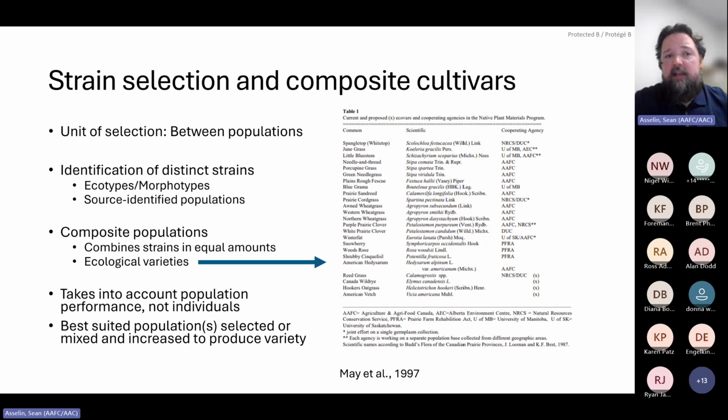This type of selection is really just looking at the population level. There's really no, I would say, true selection. It's more identification of populations and where they fit. We're not actually making any active selections to change the composition of the populations. This type of selection takes into account the population performance, but doesn't take into account differences between individuals within a population. The best suited populations are selected to be either developed as source identified populations, or they're mixed and increased to produce a variety like an ecovar, or ecological variety, I should say.